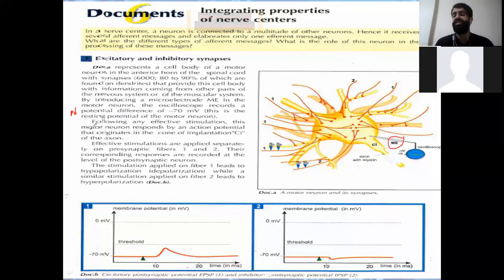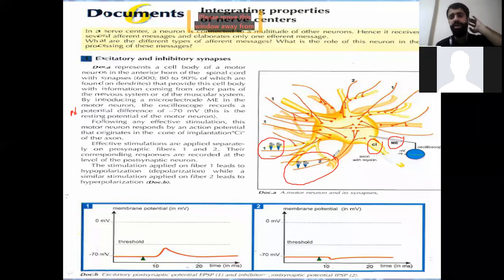What is this minus 70? This is the resting potential. It's equal to minus 70 millivolt. Following an effective stimulation, this motor neuron responds by an action potential that originates in the cone of implantation, this one of the axon. So we have effective stimulations. They are applied separately on the presynaptic fibers number 1 and number 2. Effective meaning that they will lead to the appearance of the action potential.